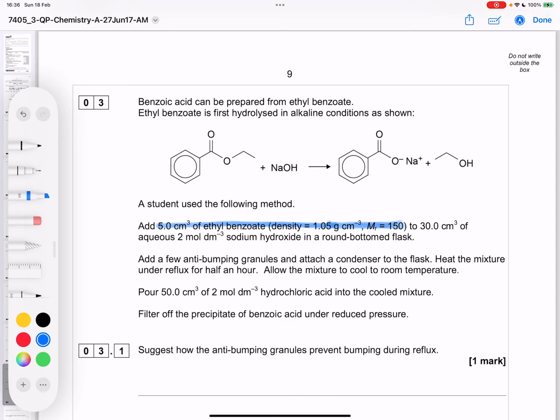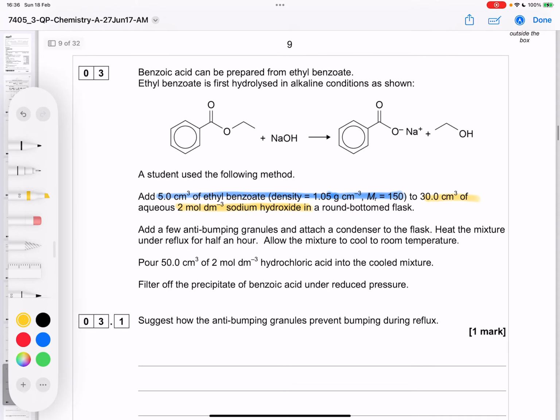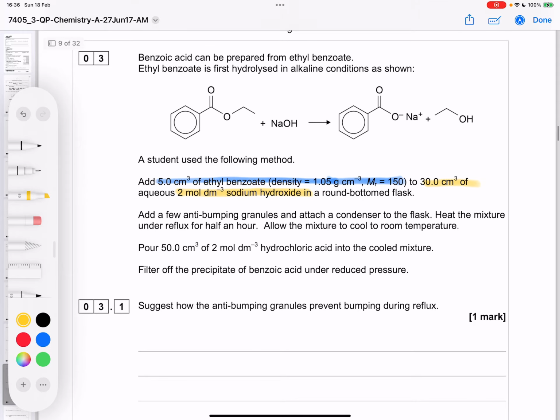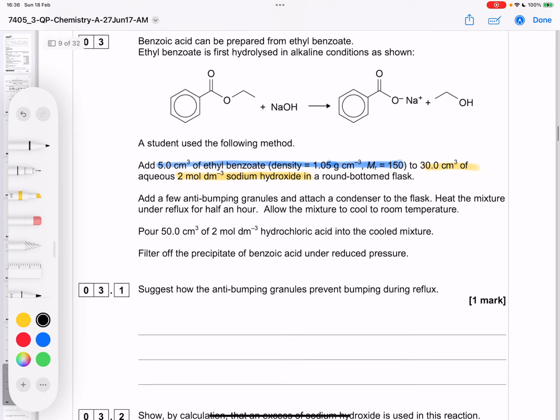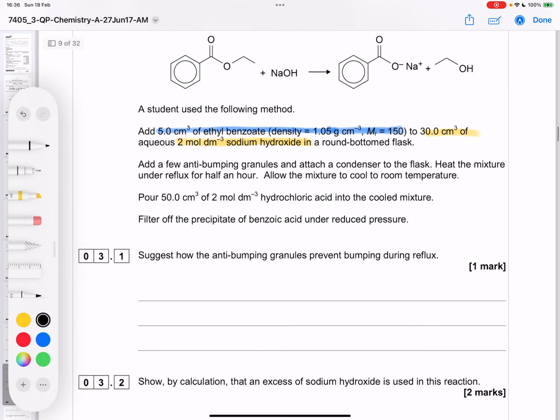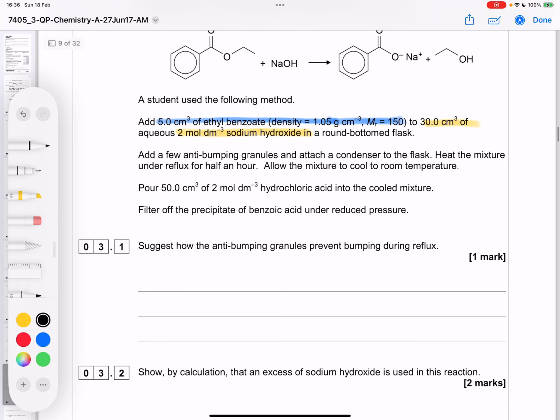MR of 150, to 30 centimetres cubed of 2 molar sodium hydroxide. Add a few anti-bumping granules and attach a condenser. Heat the mixture under reflux for half an hour, so heating without loss due to evaporation. Allow the mixture to cool to room temperature, and then pour hydrochloric acid on.